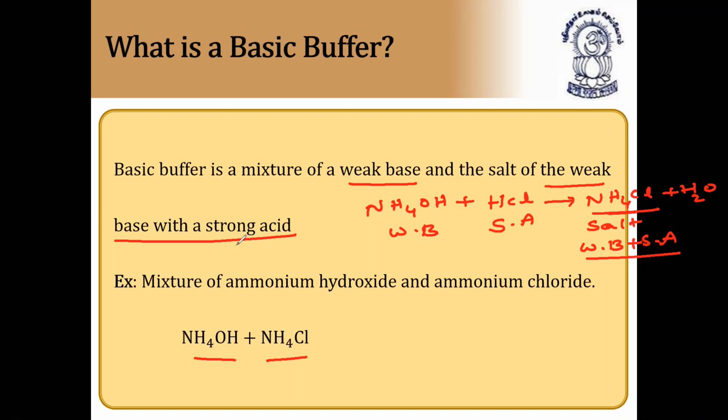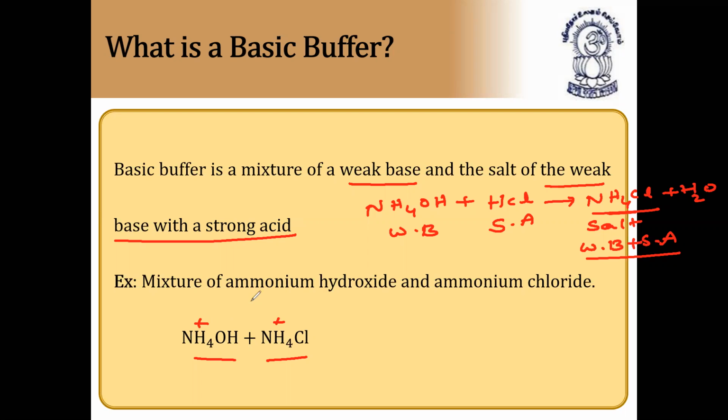So this is called basic buffer solution. It is a mixture of weak base and the salt of weak base with strong acid. Same salt you have to take. Here, the common ion should be there. NH4 plus and NH4 plus is common. In the previous case, acetate ions are common. So that's why the common ion should be there. And this is called basic buffer solution.